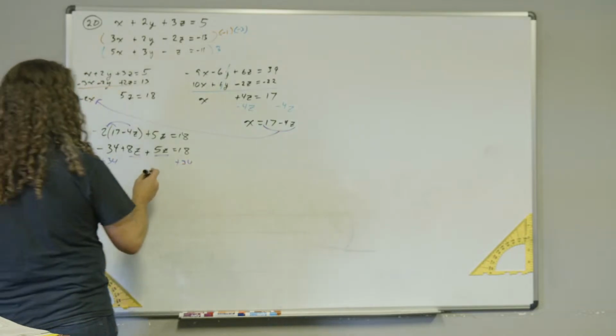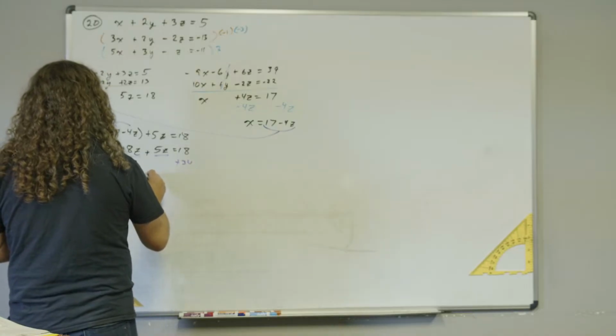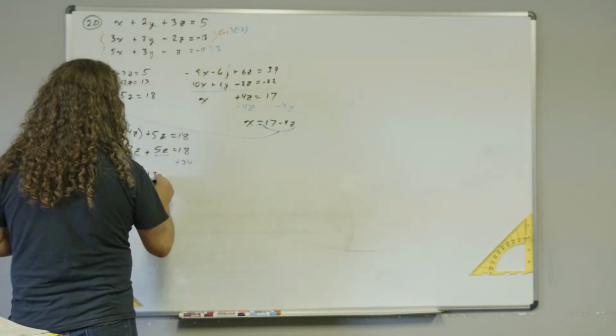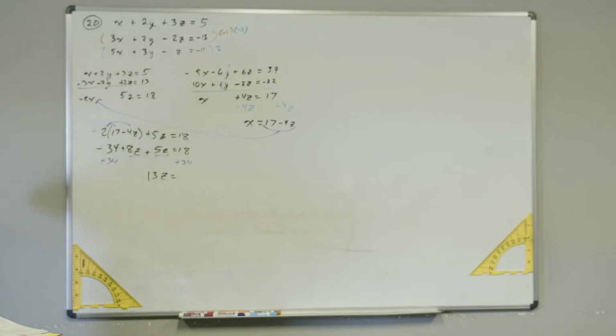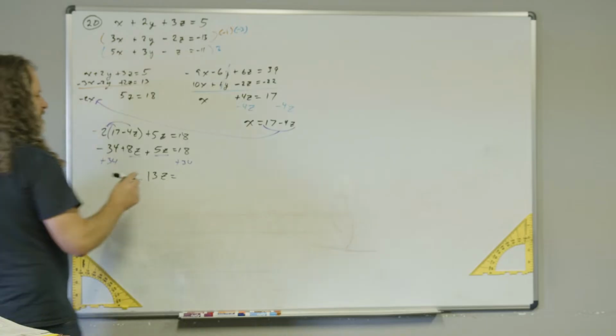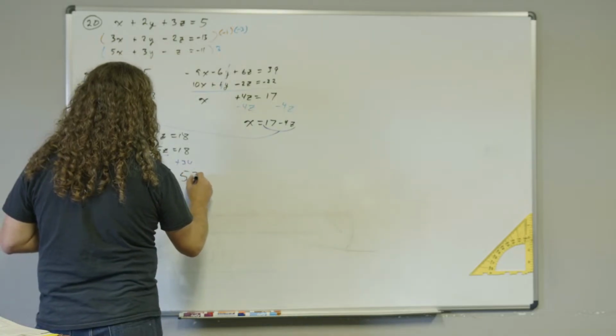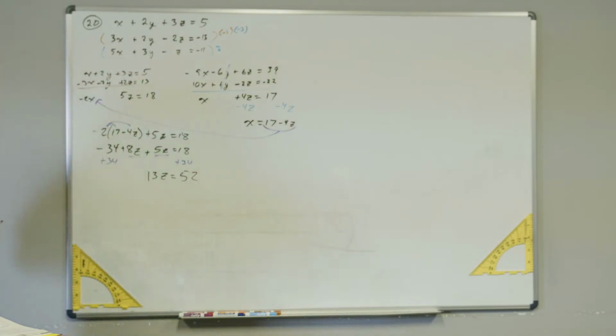8z plus 5z is 13z. I like that number. 22 plus 30 is 52.